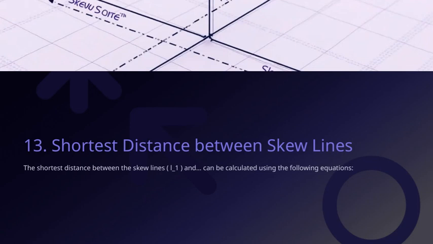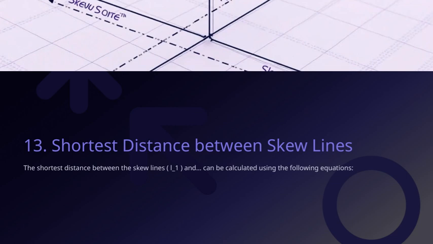Now, let's look at how we can determine the shortest distance between two skew lines, which are lines that do not intersect and are not parallel. This is a common problem in spatial geometry, and understanding it helps us solve many real-world issues involving three-dimensional space. The key idea here is that the shortest distance between these lines can be found using a specific set of equations. These equations are derived from the vector representations of the lines and involve calculating the perpendicular distance between them.